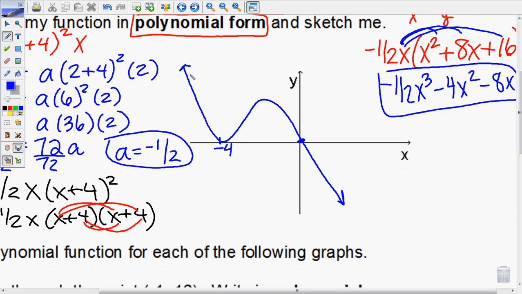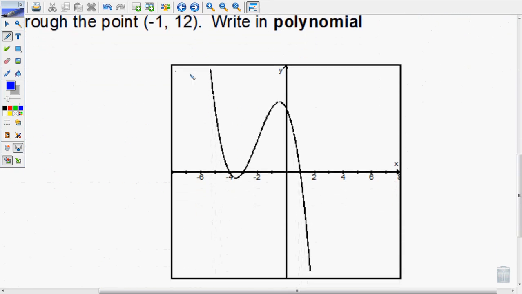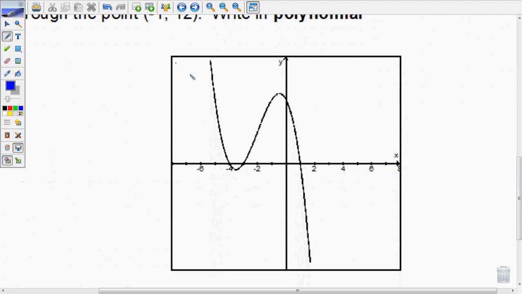So this time, instead of giving you words, I'm going to give you the graph. And we have to figure out what function made that graph. So the first thing you want to do is analyze your roots. It's not a double root.